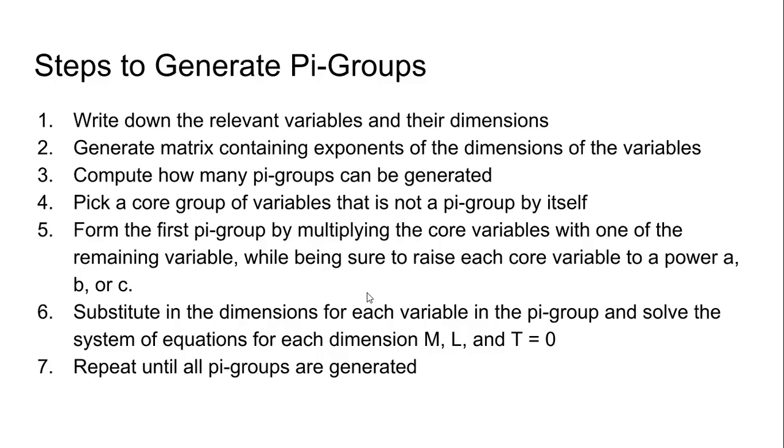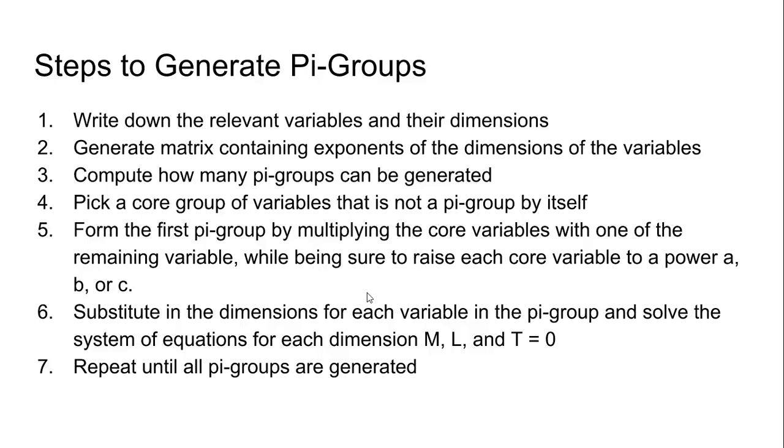For example, if I tell you density is an important variable of interest here, what is density? Density, rho, is equal to mass over volume. So we're going to have mass over L cubed, M over L cubed. So M is raised to the first power, and L, the length, is raised to the -3 power, because it's in the denominator. Things like that.